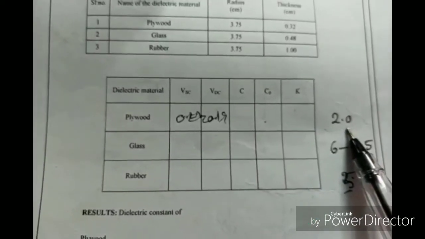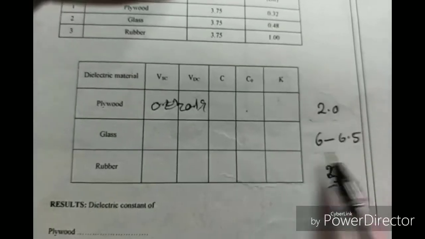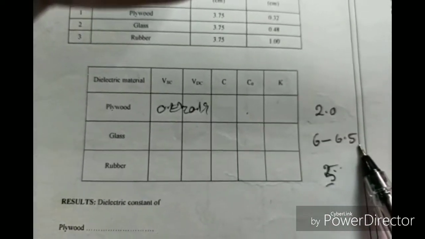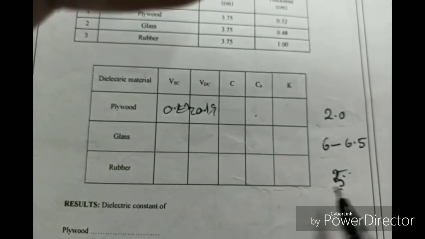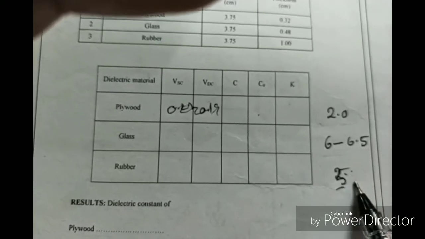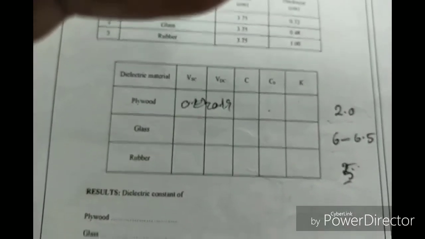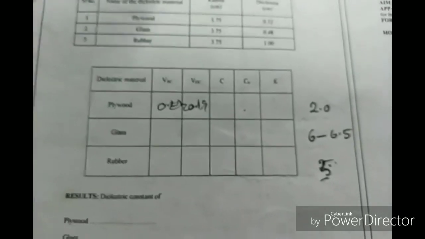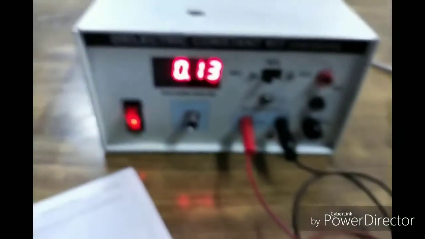So now once again we will see what dielectric constant value I got: 2.0. VSC and VDC you are going to find out from the circuit, and C you calculate from the circuit values obtained in the experiment, and C naught we calculate theoretically, and K we get by dividing C by C naught. That is the plywood constant value, 2.02, and some constant values I have written; in that range you have to get. I have taken those constant values from the internet.